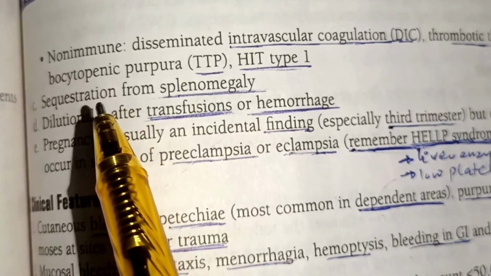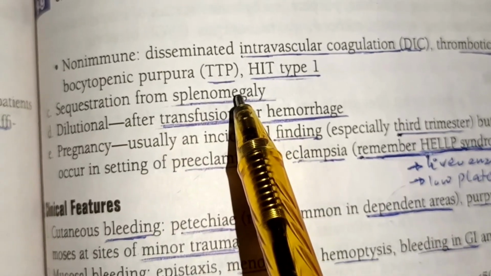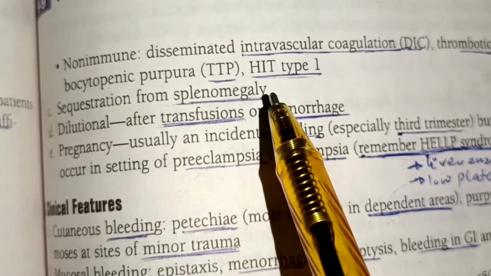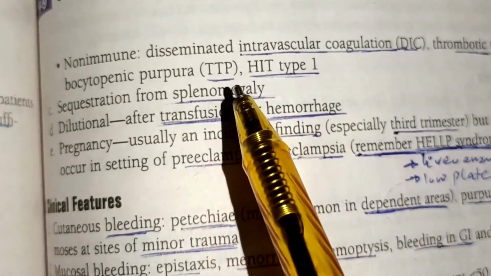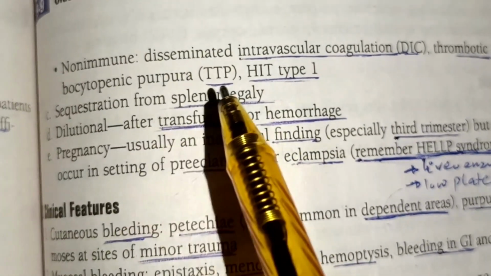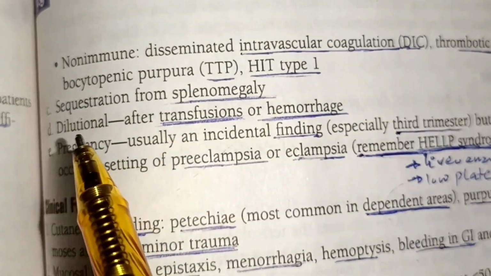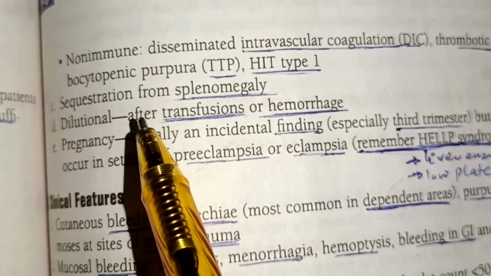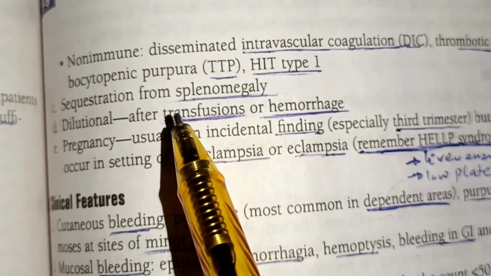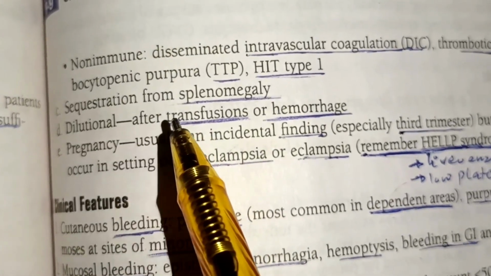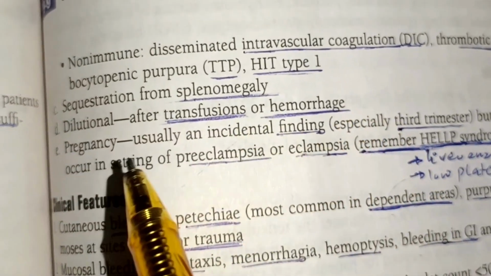The other cause of thrombocytopenia is sequestration from splenomegaly. Whenever the spleen is enlarged, it causes some platelets to be sequestered and destroyed. The spleen may be enlarged in hemolytic anemia, and in liver diseases such as cirrhosis. Another cause of thrombocytopenia is dilutional, in which the fluid in the body is increased, which results in decreased concentration of the platelets. These include transfusion and hemorrhage.